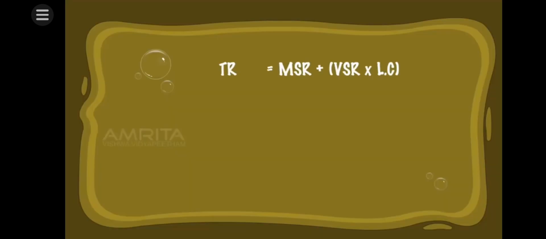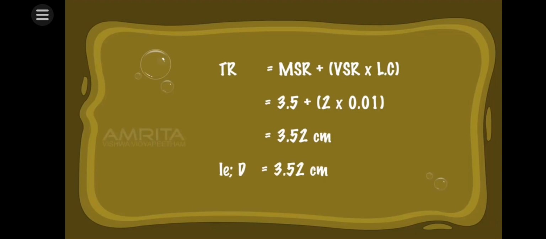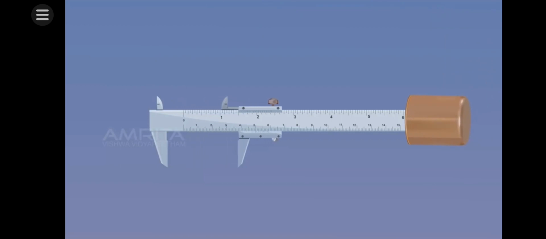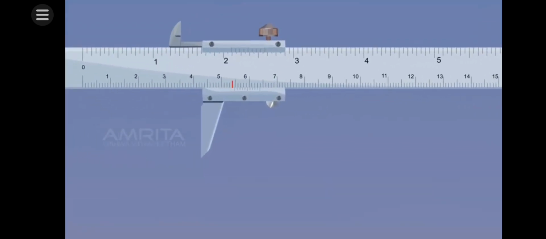Calculation: TR is equal to MSR plus VSR into least count, which is equal to 3.5 plus 2 into 0.01. That equals 3.52 centimeters. That is D is equal to 3.52 centimeters. Release the beaker from the jaws of the vernier calipers and place it at the end to extend the depth measuring prong through the beaker till it touches its bottom, and note the MSR and VSR readings.